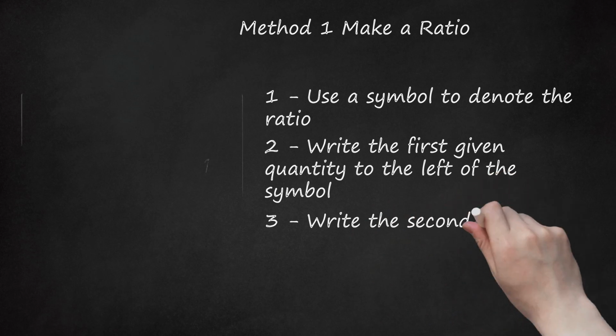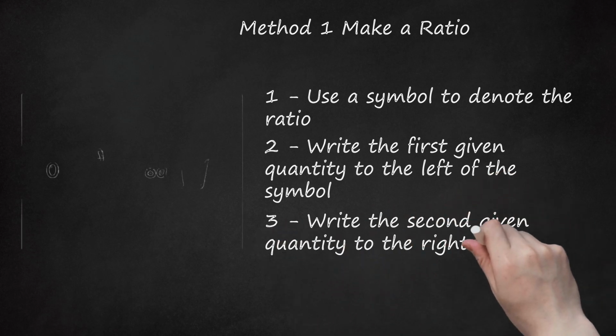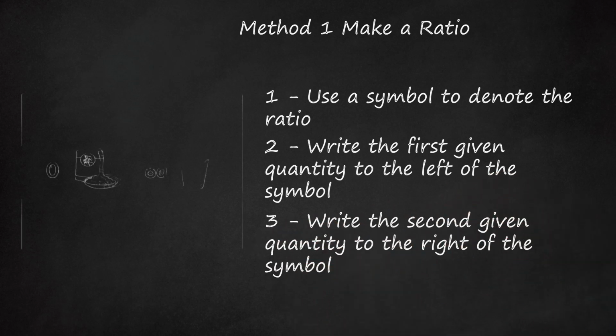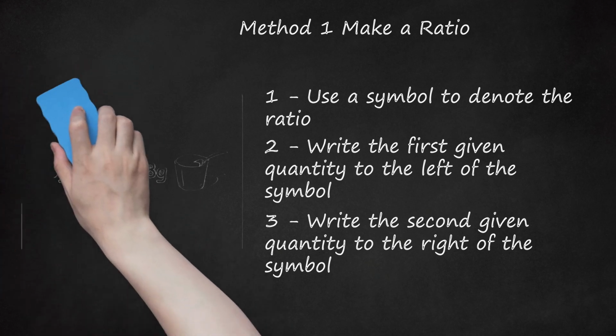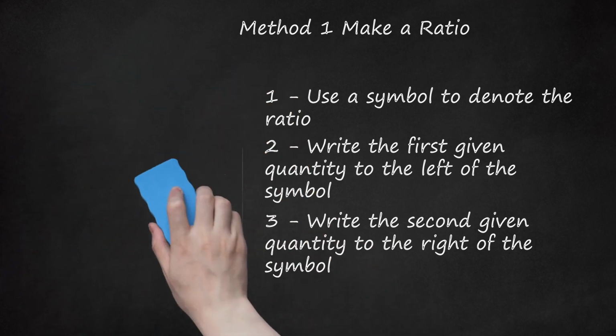3. Write the second given quantity to the right of the symbol. After you've written the first given quantity followed by the symbol, you should write the second given quantity along with its units. Example, 20 g of flour, 8 g of sugar.